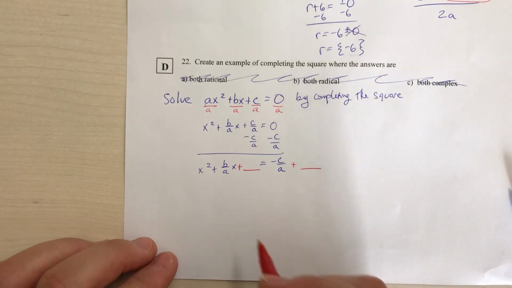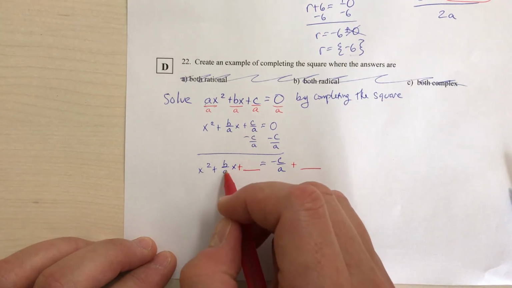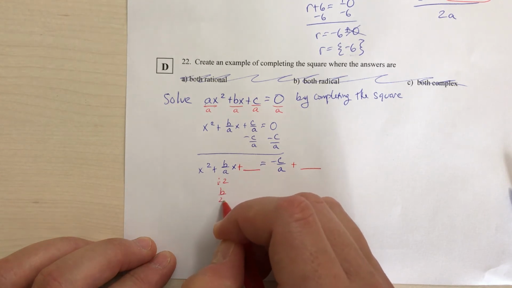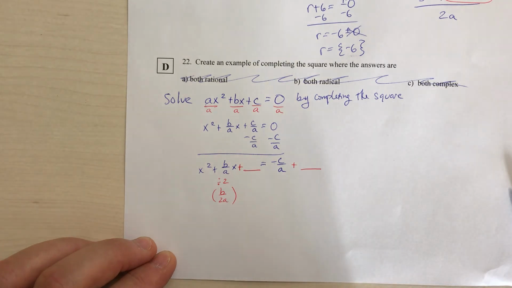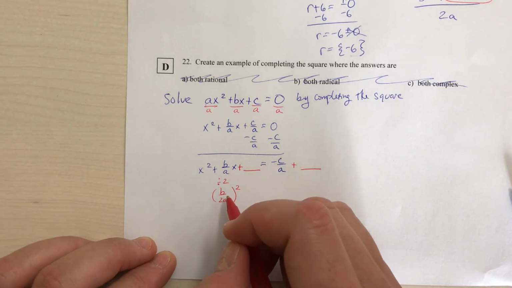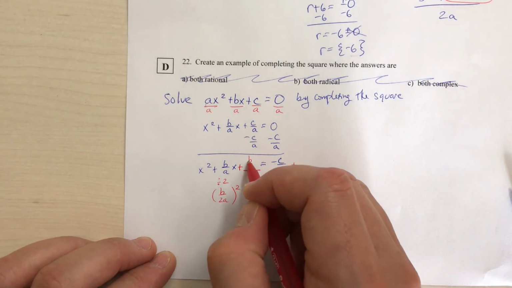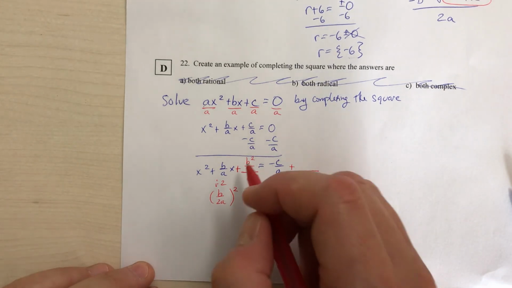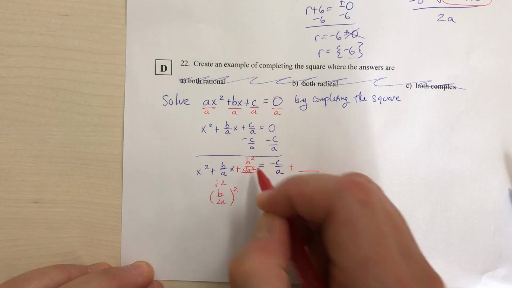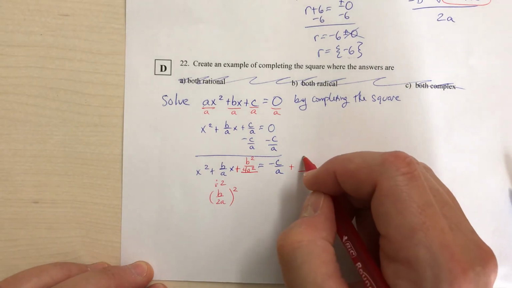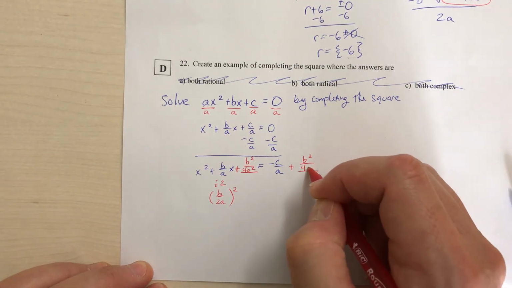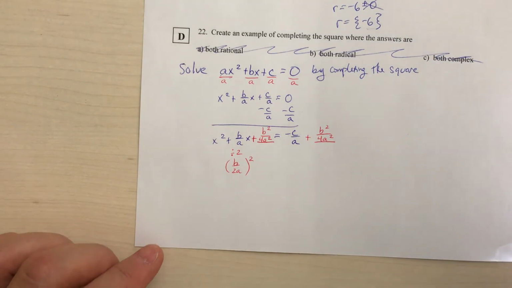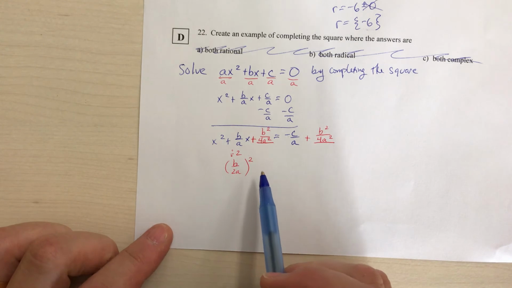To complete the square, we take this middle term here, we divide it by 2. Now that would be b over 2a, and then we have to square that. And so we would get b squared over, when we square 2a, that would become 4a squared. So b squared over 4a squared, this is kind of messy, but it'll start to get a little bit nicer.